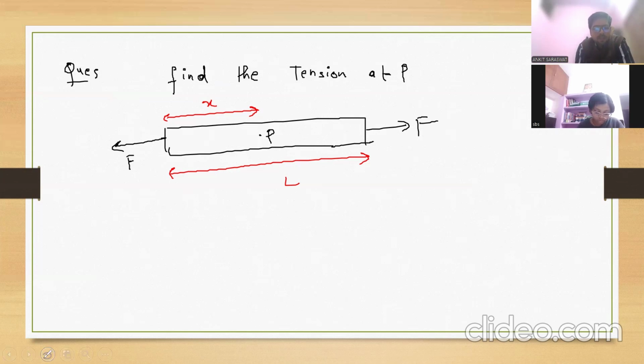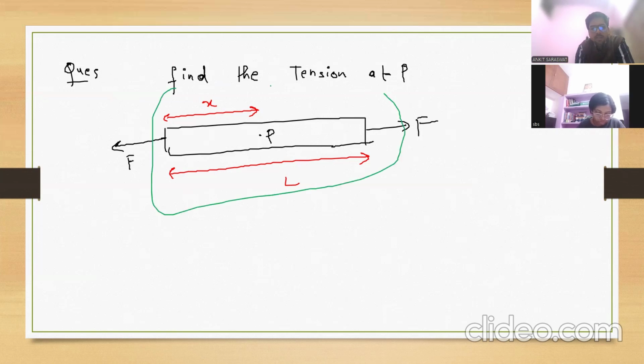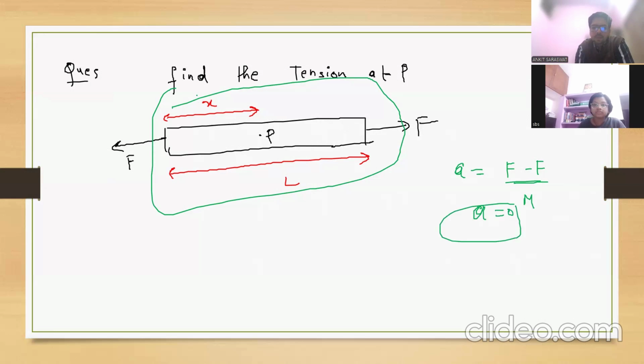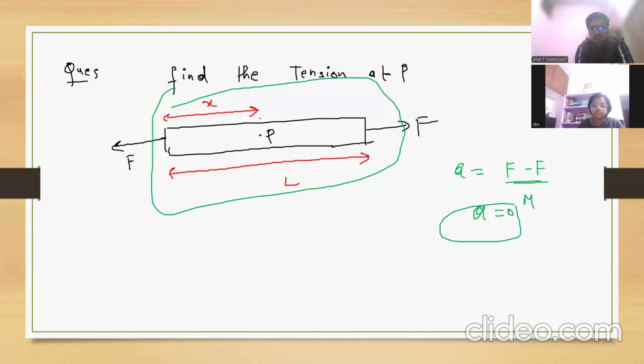Simple. Take the whole body as a system. First, find the acceleration. A will be the net force on the system, F minus F, divided by the total mass M. So acceleration comes out to be 0. Zero acceleration. Now we will calculate the tension. Now tension at P. Take the leftmost portion as the system. This is your system now.